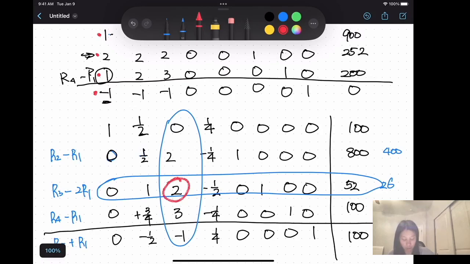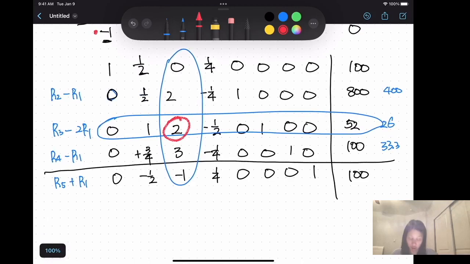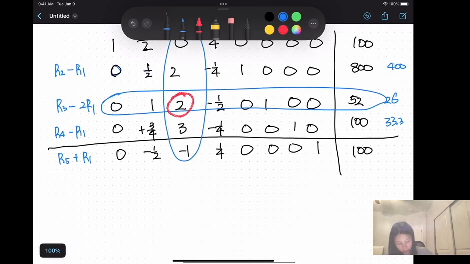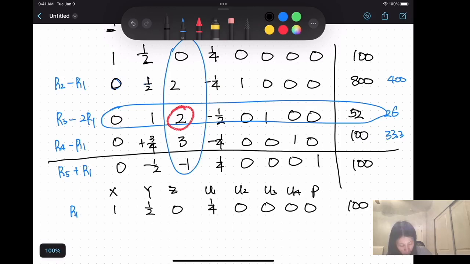So this is going to be our pivot element, and we want to turn this into 1. So that means I want to divide everything by 2. Okay, so R1 remains the same, which is 1, 1/2, 0, 1/4. So remember, this is X, Y, Z, U1, U2, U3, U4, P.